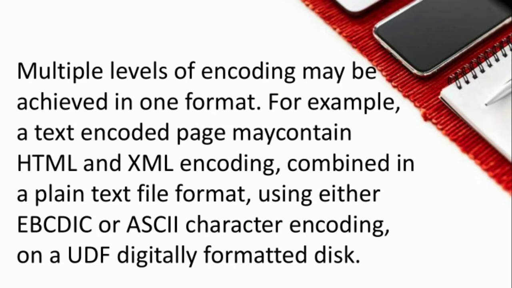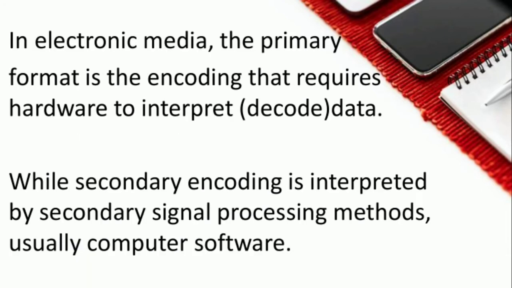For example, a text encoded page may contain HTML and XML encoding combined in a plain text file format using either EBCDIC or ASCII character encoding on a UDF digitally formatted disk. In electronic media, the primary format is the encoding that requires hardware to interpret, that is, decode the data, while secondary encoding is interpreted by secondary signal processing methods, usually computer software.